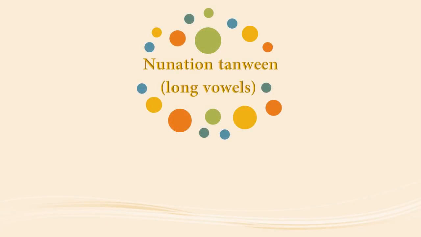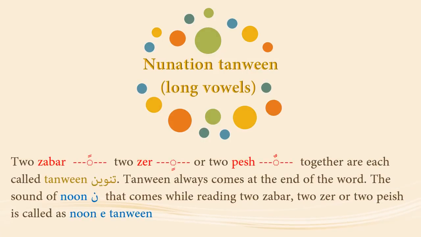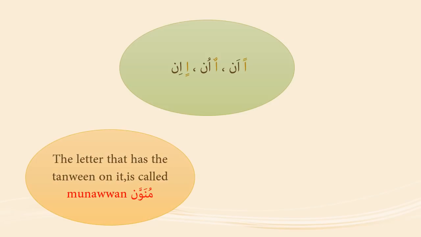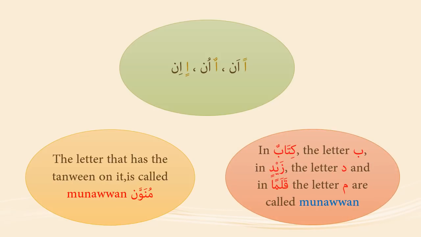Nunation, tanween, long vowels. Two zabar, two zer or two pesh together are each called tanween. Tanween always comes at the end of the word. The sound of noon that comes while reading two zabar, two zer or two pesh is called noon tanween. For example, an, in, un. The letter that has the tanween on it is called munawwan. For example, in kitabun, the letter ba, in zaidin, the letter dal, and in qalaman, the letter mim are called munawwan.